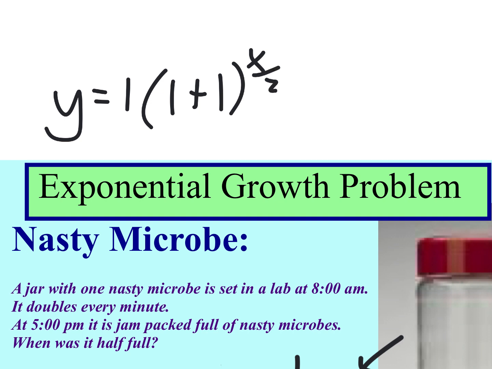Then it would have been x over 2. What if I'd say it doubles every 5 minutes? x over 5. Getting the idea?